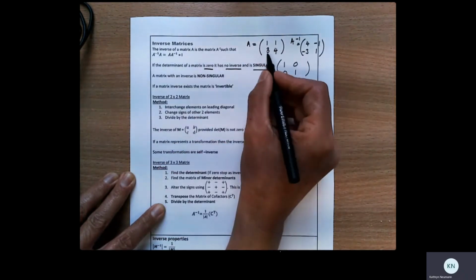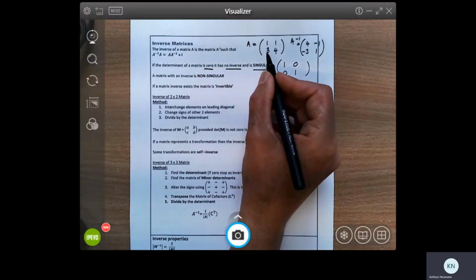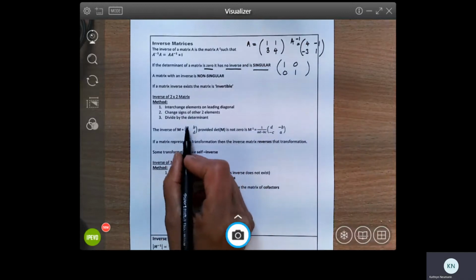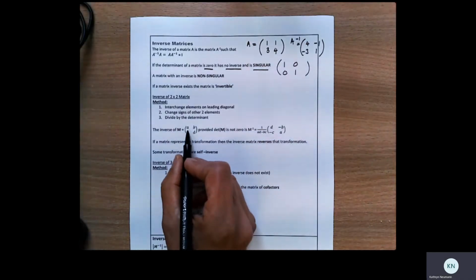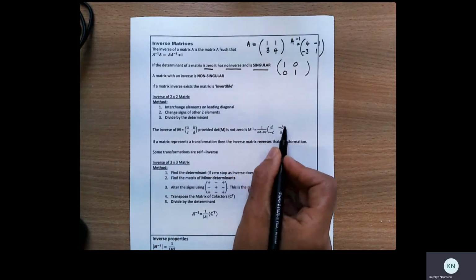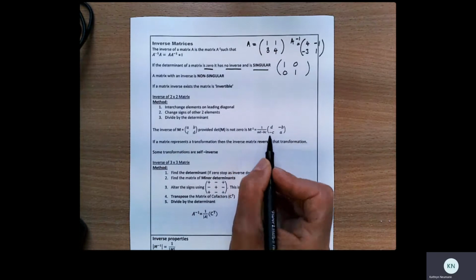For this example I chose here, the determinant was 1, so that didn't make any difference, but it often won't be 1. So the inverse of matrix M is given as 1 over the determinant multiplied by the matrix. So the determinant must not be 0.